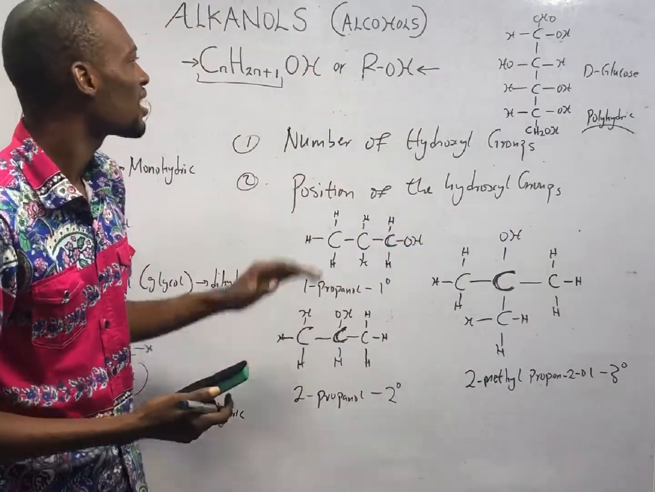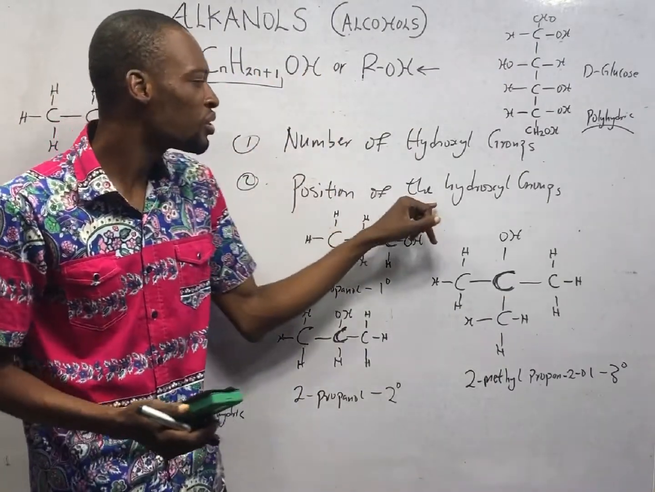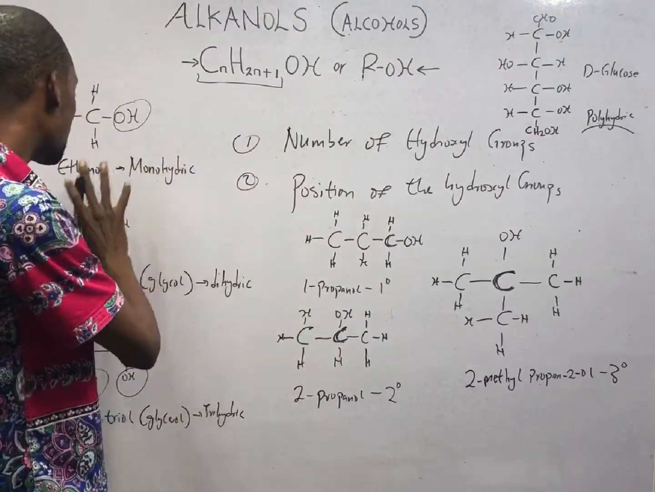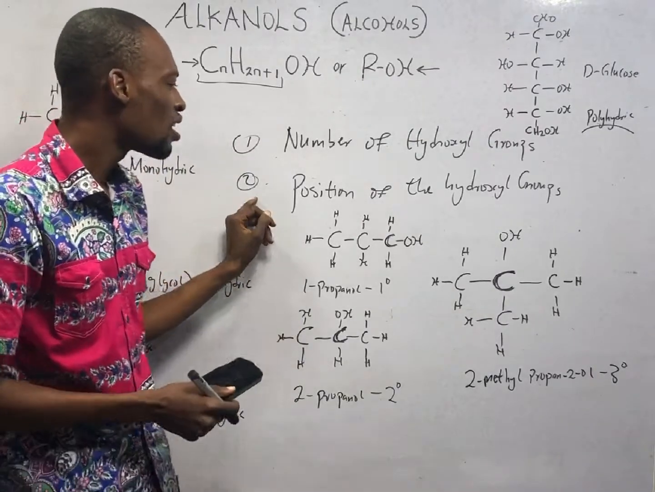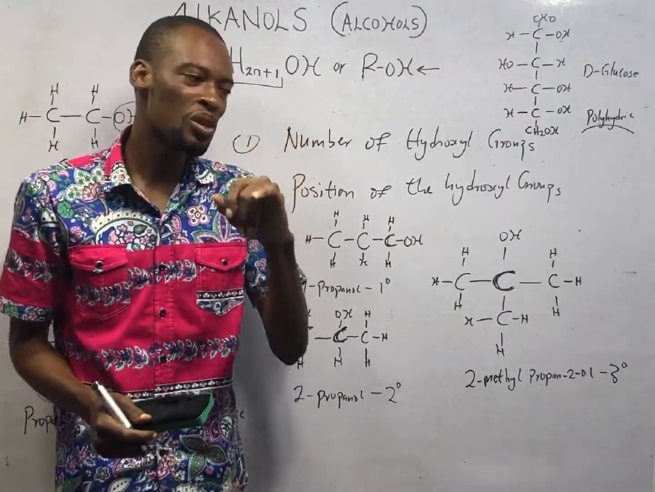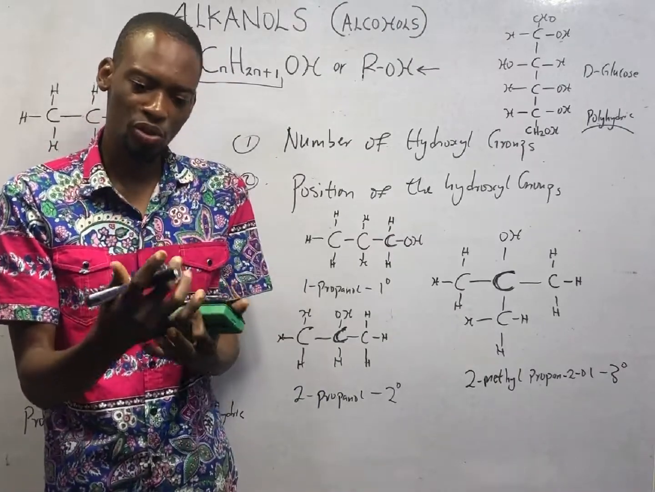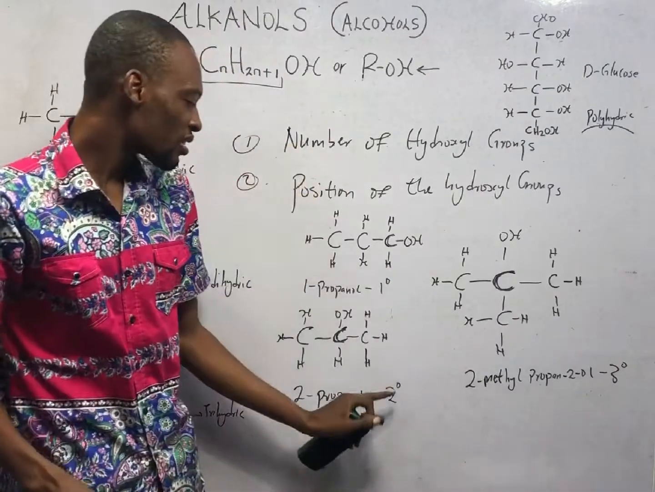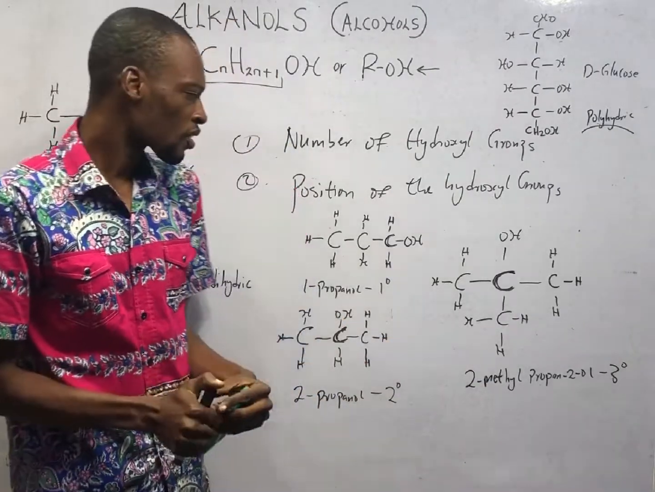Now, let's see the classification of alkanols or alcohols according to the position of the hydroxy group. Here, we are only concerned about how many hydroxy groups we have. But here, we are concerned about the position of the hydroxy group. So based on the position of the hydroxy group, we have primary (1 degree), secondary (2 degrees), and tertiary (3 degrees). This is it.